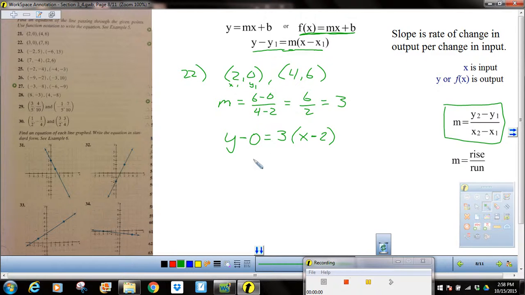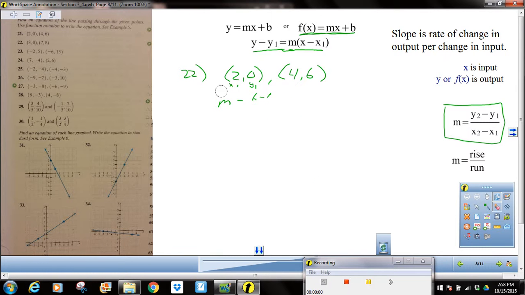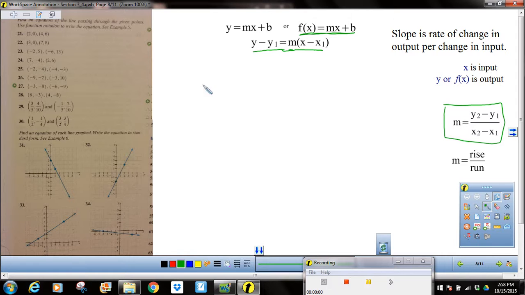I'm going to go ahead and solve for y. And to make this function notation, I'll write it as f of x equals 3x minus 6. Number 24, same type of problem. Change colors here.